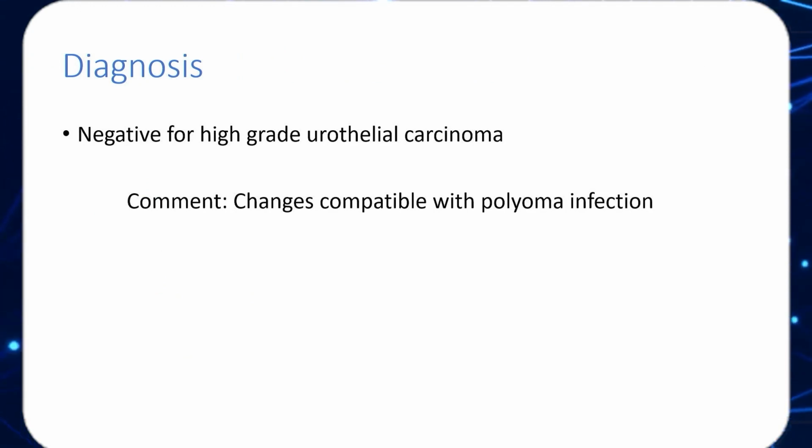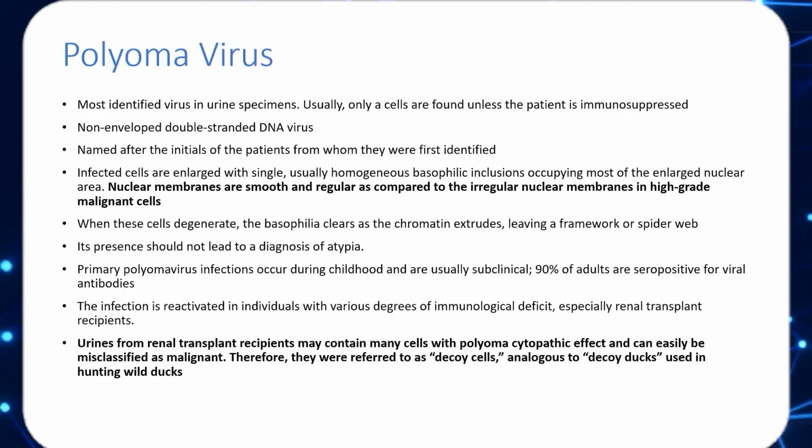So based on the clinical information I had, the patient was immunocompromised, and basically looking at these cells, the issue was the NC ratio and, at low power magnification, that the majority of these cells were displaying the evidence of polyoma infection. Generally, you find isolated cells. You don't find cells in this great a number, which was actually the detractor here.